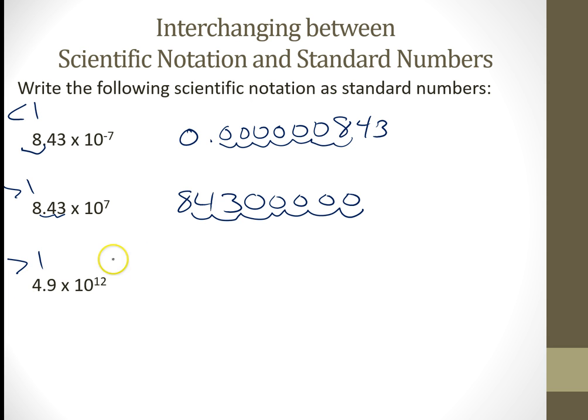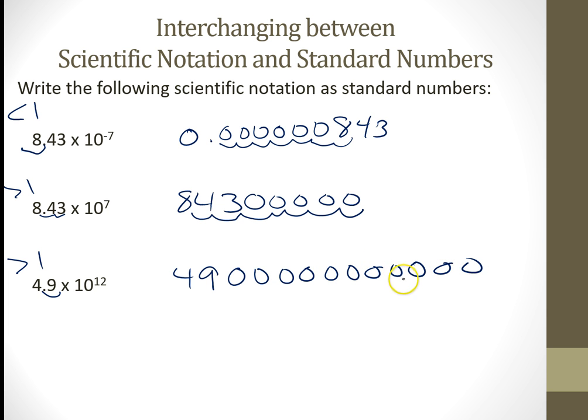Alright, so the correct answer for this one is you're going to move the decimal 12 times. 1 time around the 9, because this is bigger than 1, so it's going to be 4, 9. And you have to move it 12 times. Well, I moved it once around the 9. That means I need 11 zeros. If you want to put in commas, sometimes that helps, but that's basically the idea.